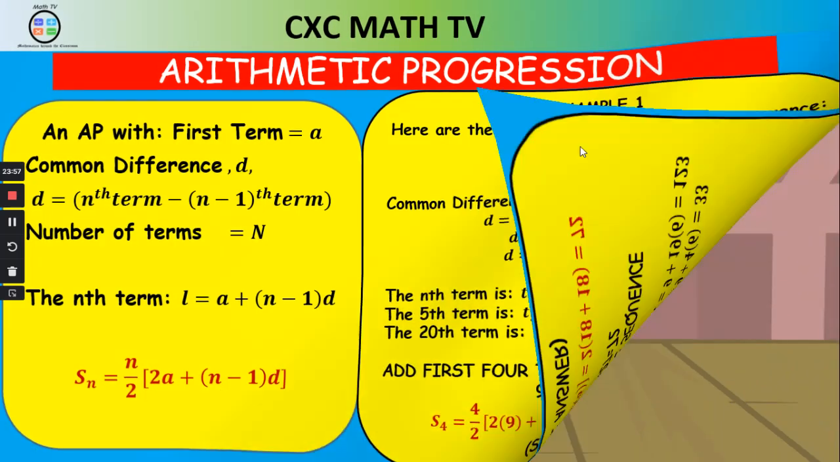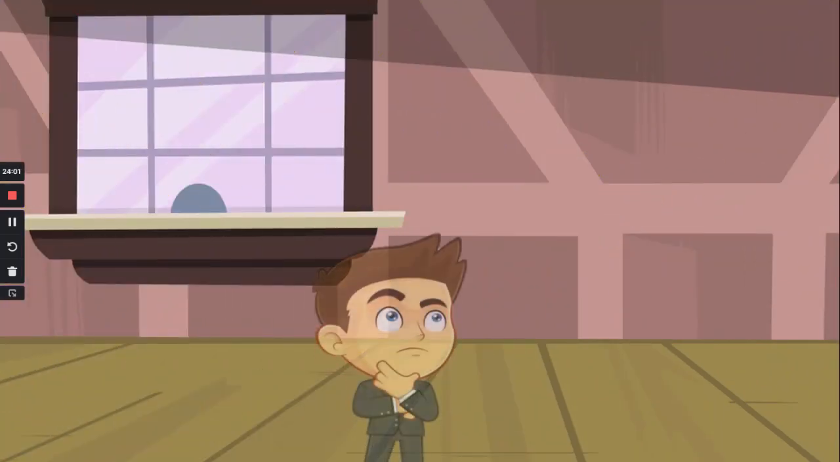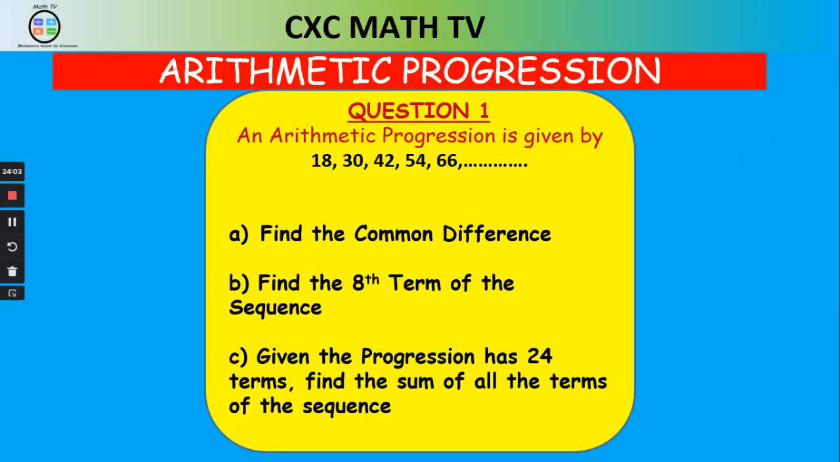So, we're going to do some exam style questions now. Go ahead now and do this question for me. Pause the video, do this question. An AP is given by 18, 30, 42, 54, 60. Find the common difference. Then find the 8th term of the sequence. Then, given that the progression has 24 terms, find the sum of all the terms. Pause the video, answer the question.